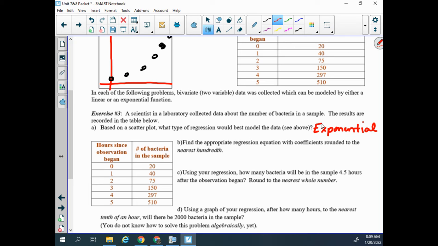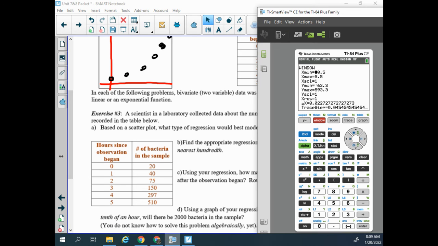The context of the problem, we also know bacteria typically grows exponentially by multipliers, not linearly. So based on that, I'm going to find the appropriate regression equation with the coefficients rounded to the nearest hundredth. I'm only going to do this one regression today, on this lesson. The other ones, I'm just going to kind of say, we got them, okay? Remember, you can also use Desmos.